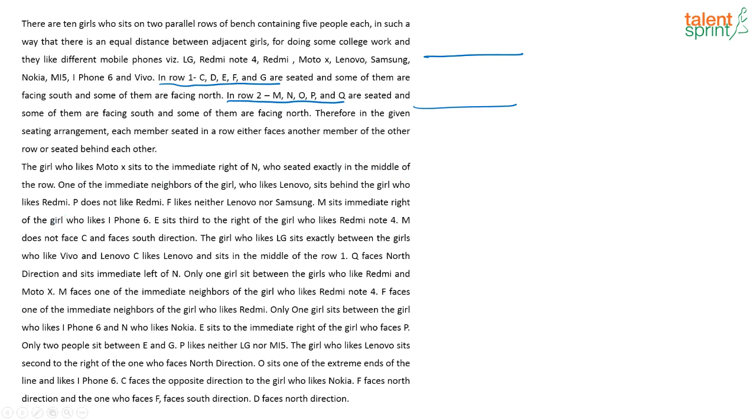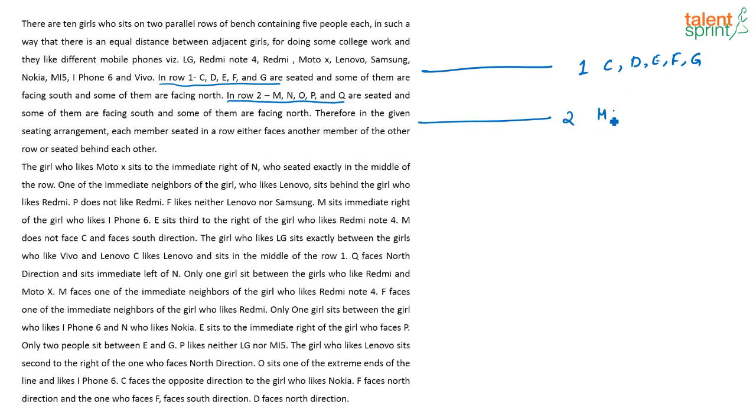I'm just going to skim through the information for a second and see if I am able to find something. Alright, so let's get started. I'm going to take this as row 1 for now. C, D, E, F and G are sitting in row 1. Then I have row 2, and M, N, O, P and Q are sitting here.